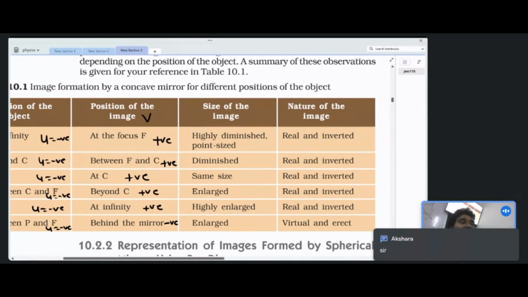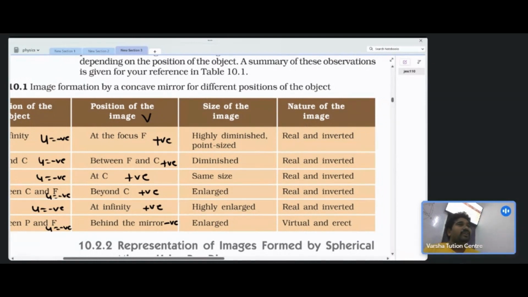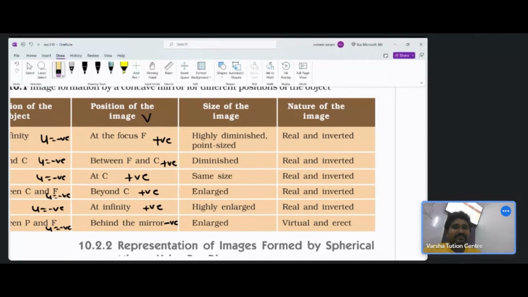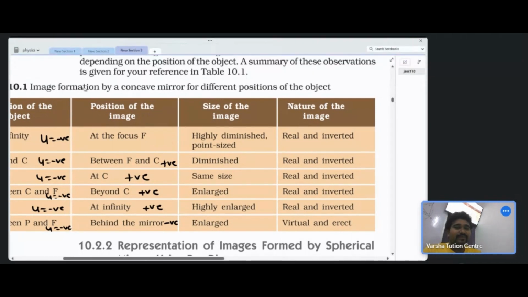Size, and we are telling that enlarged or diminished. So observe that. Sir, won't it be positive only for the last one? Rest all it would be negative. We said reverse. On the left side it should be negative. Sorry. Good one. Reverse we said. Okay. Good Akshay.